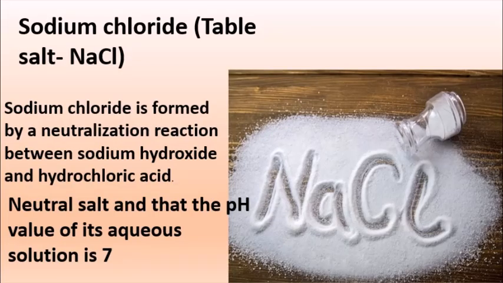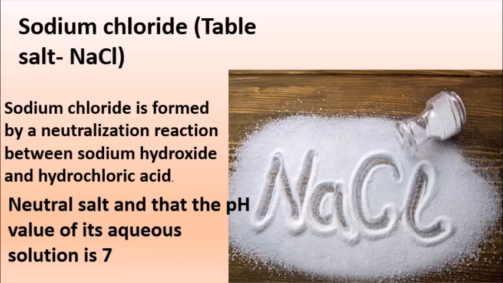So the first example of salt that we are going to learn is sodium chloride. That is the table salt, the normal salt that you use at home. If you look at table salt, it is colorless. It does not have any color. Also, it is crystalline and it is made from ionic compounds. That is, there is an ionic bond between Na and Cl.